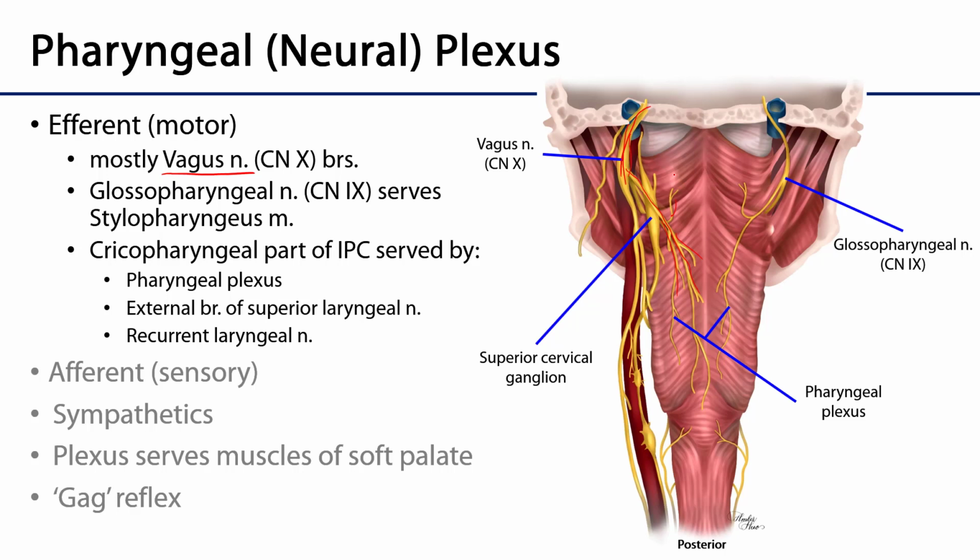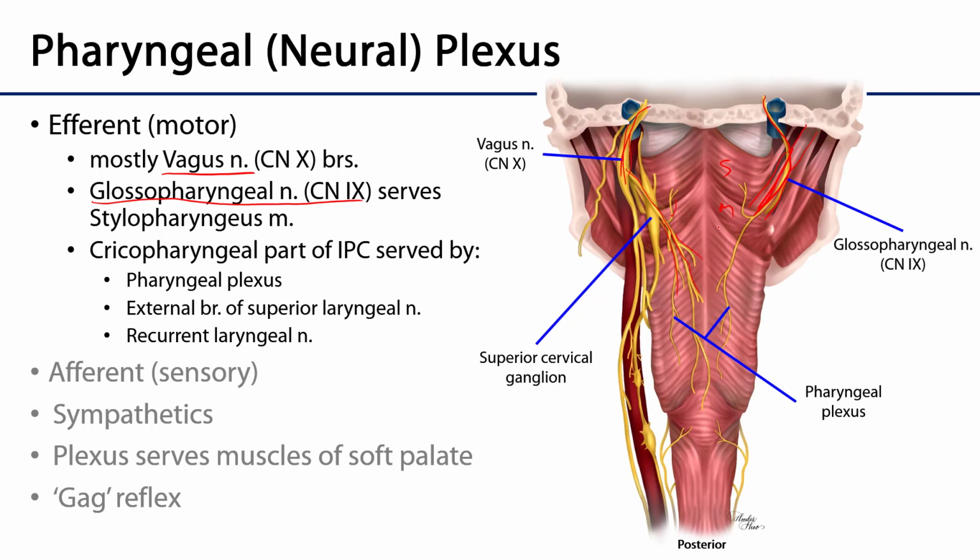There are a couple of exceptions to the vagus being the main efferent to this, and that is that 9, the glossopharyngeal nerve, is going to efferently serve the stylopharyngeus muscle. And there's a very classic anatomical relationship between the stylopharyngeus muscle and cranial nerve 9, that being the cranial nerve 9 as it exits the jugular foramen is going to ride the stylopharyngeus muscle down between the superior and middle pharyngeal constrictor muscles. So please do look for that nerve there.